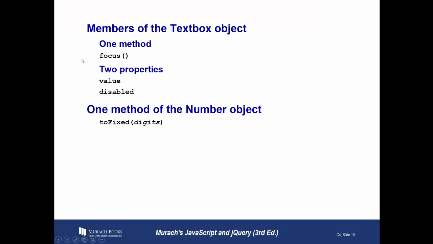All right. Things that you can do with a text box. If you give something the focus, that means the mouse or the cursor will be put into that field. If you give a text box a value, then text will appear in the text box. If you disable it by setting the disabled property to true, you won't be able to enter anything into the text box.